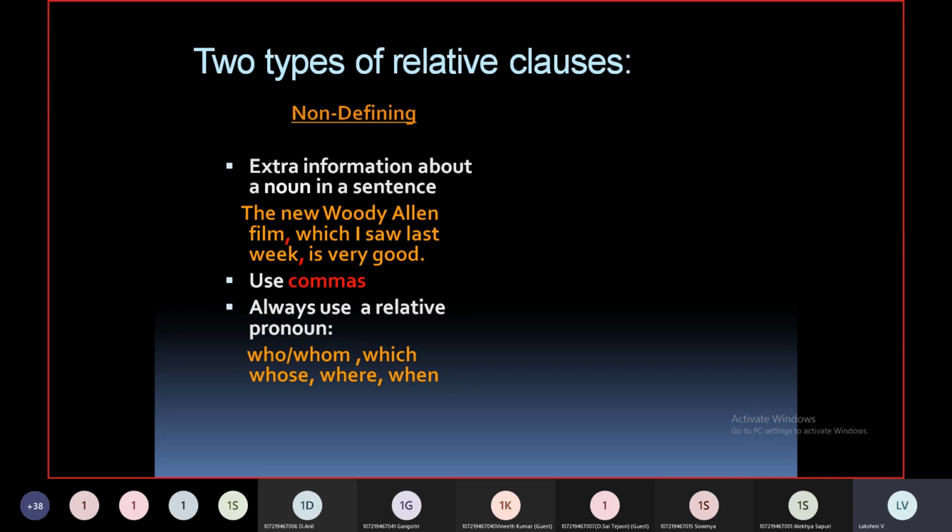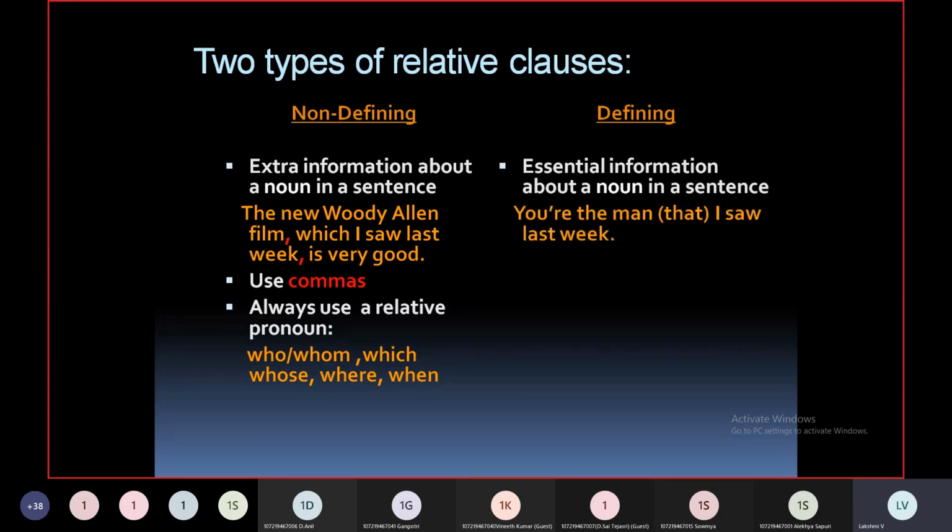The other kind, as I told you, there are two kinds of relative clauses. The other kind is the defining relative clause. What is a defining relative clause? A defining relative clause provides essential information about a noun in a sentence.